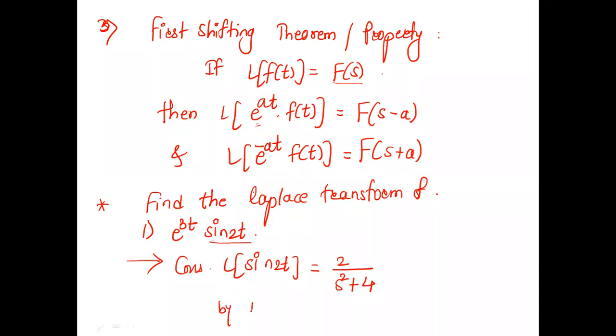Then by first shift property, on this side, you can multiply e raised to 3t. Whatever we want, we'll multiply. So Laplace of e raised to 3t into sine 2t.